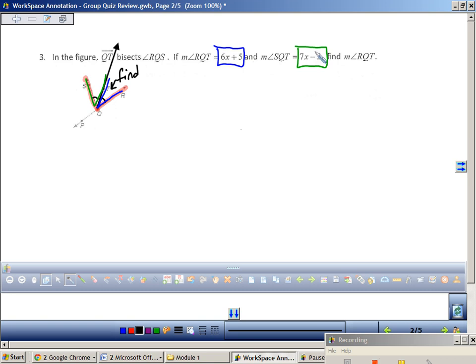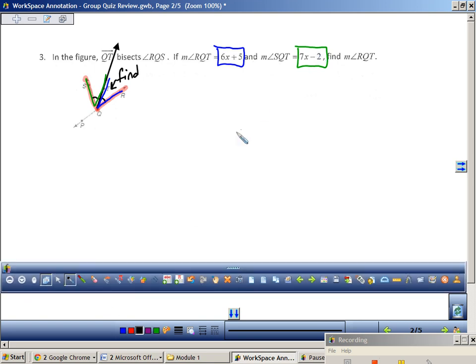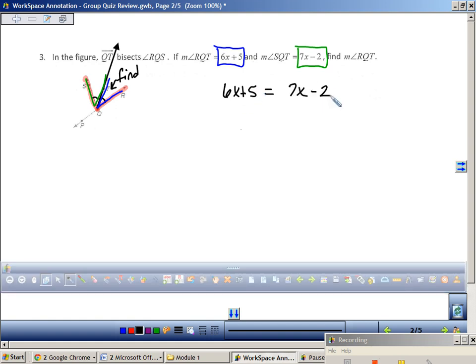What are we using math to say the same? We say they equal each other. So if this pizza equals this pizza, can't I say that 6x plus 5 equals 7x minus 2? Right? All right, how could I solve for x now?